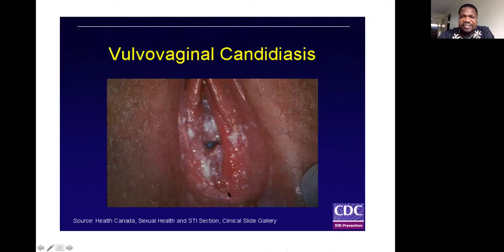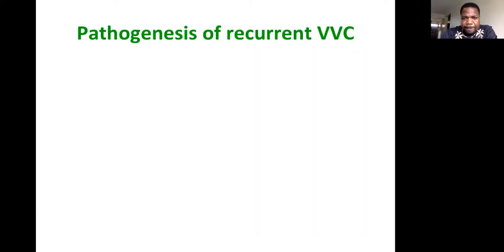And you can see a typical classic presentation of vaginal candidiasis. You see curdy, cottage cheese-like whitish discharge. You can see it there, and it's itching, and you can see the woman is scratching. So this is a typical presentation of Candida vaginitis.